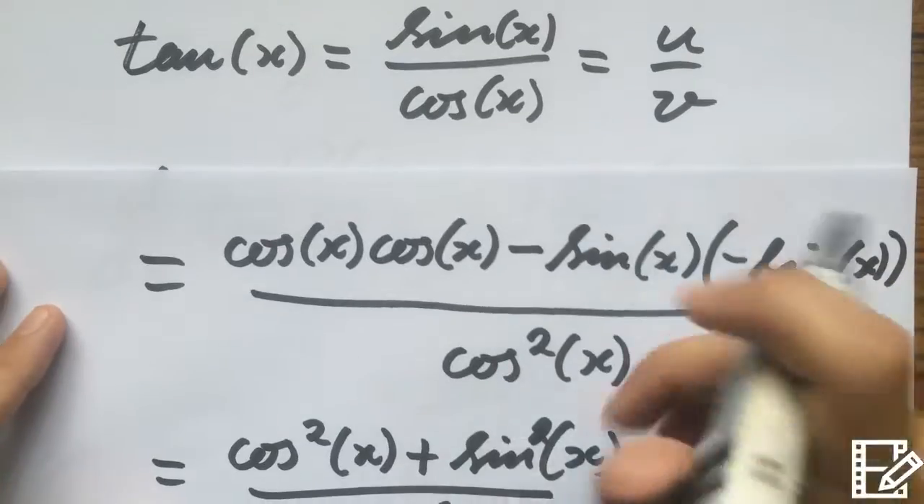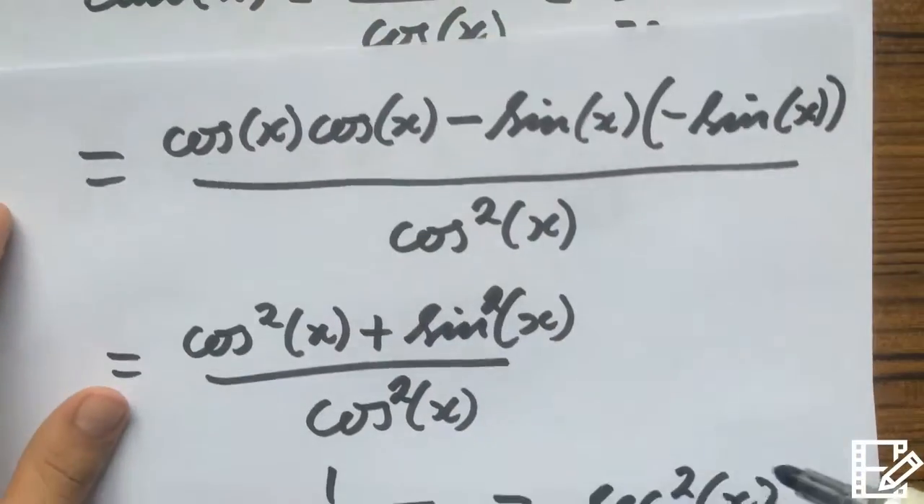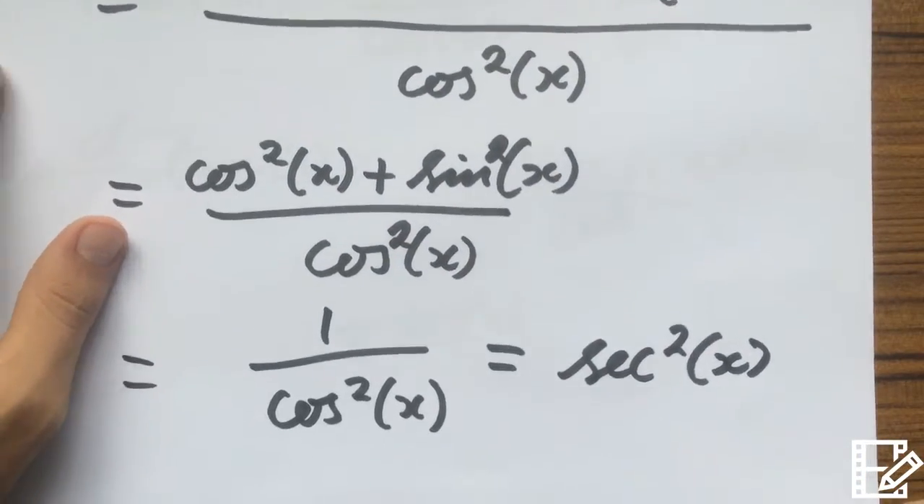Why? Tan x, when derived, equals sec squared x.